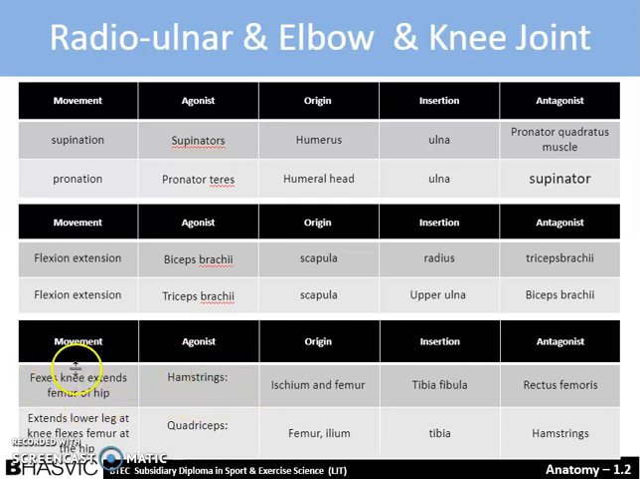Now moving on to the knee joint, the hamstring is the agonist. The knee can flex and extend, and the femur moves at the hip, with the origin at the ischium and the femur, and an insertion on the tibia and fibula. The antagonist of the hamstring is the rectus femoris. Now the quadriceps as the agonist can extend the lower leg at the knee and flex the femur at the hip. The origin is the femur and the ilium, with the insertion on the tibia, and the antagonist is the hamstrings.